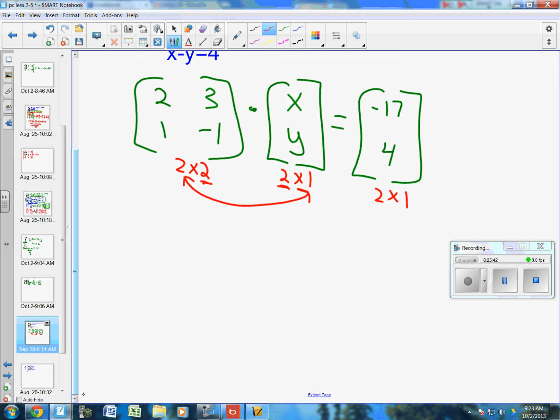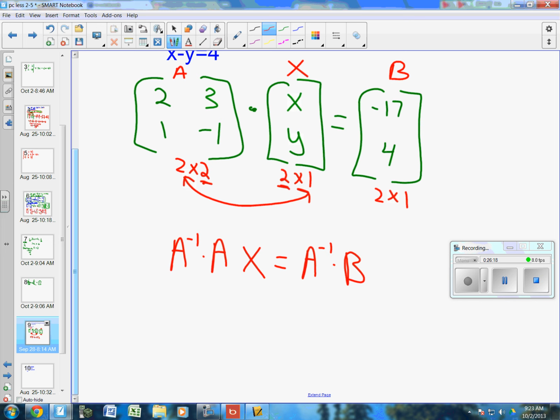Now, if we call this matrix A, and we call this X to represent the variable matrix, and we take this and call this matrix B right here, what I'm going to do is take the inverse of A and times it by A times X, a matrix equation, and that's going to be equal to, we're going to do the same thing on the other side. We're going to take the inverse of A and times it by matrix B.